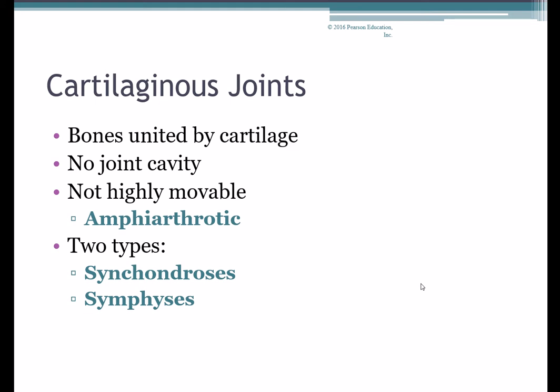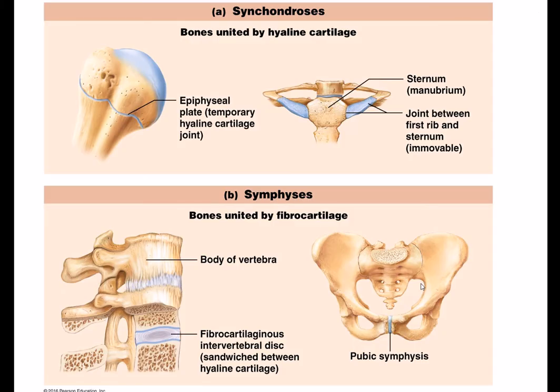And then we have two types of cartilaginous joints, and really the big difference between these two types of joints is which type of cartilage material is between the different bone ends. So synchondroses, the bone ends are united by hyaline cartilage. So that epiphyseal plate in the growing bones of children is actually a temporary synchondrosis joint. And then the joint between the first rib and the sternum is also a synchondrosis that is connected by hyaline cartilage.